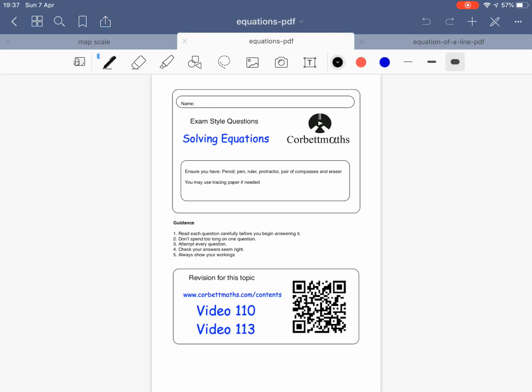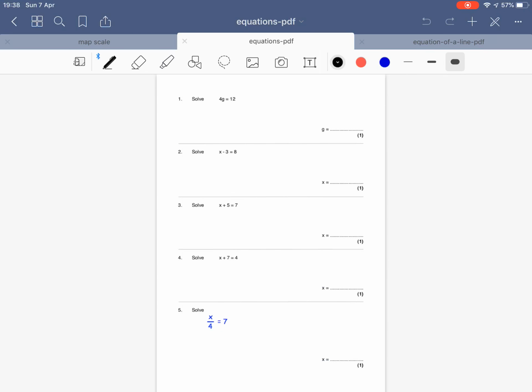This is a Revise With Me video on solving equations. All these questions are going to start easy and work their way up into harder questions where you'll eventually have an unknown on both sides, okay? So if you want to skip ahead, skip ahead.